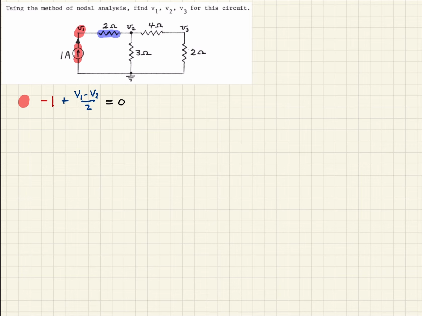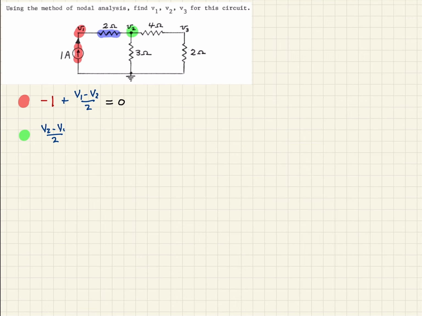Next, we want to look at this node here, V2. So let's write the equations for that. First thing we see is we've got the 2 ohm resistor already highlighted. And again, that's just going to be Ohm's law applied. So that'll be V2 minus V1, the difference in the voltages, over the resistance, which is 2 ohms.